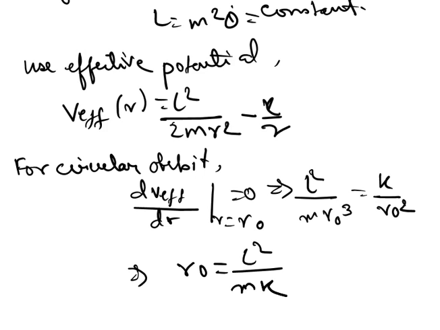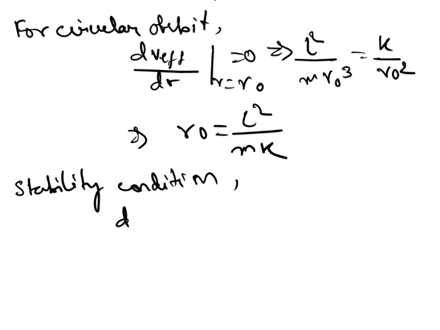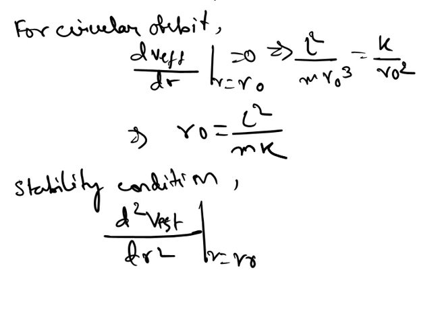So for the stability condition, we have the double derivative should be greater than 0, meaning d square V effective by dr square at r equal to r0 should be greater than 0 to have a stable orbit.